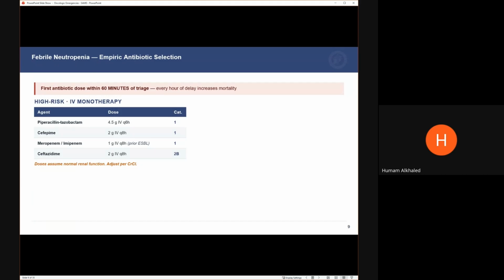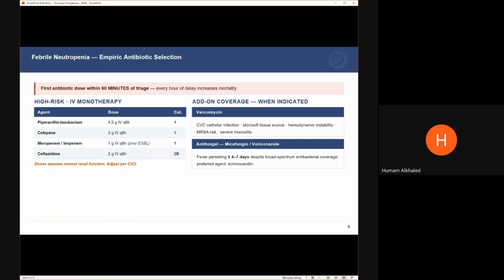Meropenem or imipenem also are category 1, but we usually reserve them for patients who have prior ESBLs or they continue to be febrile on Zosyn or cefepime for 2 or 3 days. Ceftazidime has a category 2B recommendation just because it has weak activity against gram-positive bacteria. So we want to avoid it in patients where gram-positive sources are suspected, like skin infections or line infections. All of these doses assume normal renal function, and we want to adjust based on the creatinine clearance of the patient.